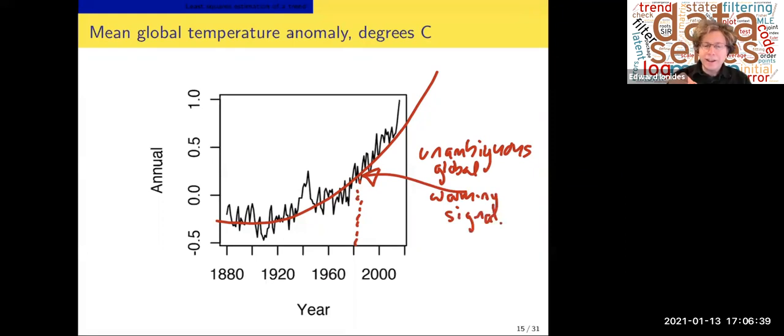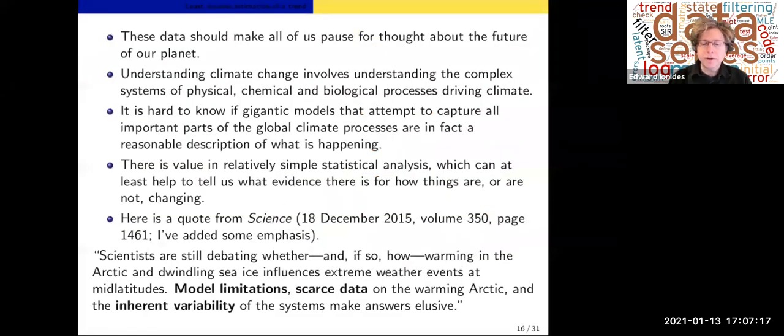Before about 1980, it was a bit more subtle to believe in the greenhouse effect. In particular, if you just look in this time interval here between 1940 and about 1975, you could have been forgiven for thinking that maybe we had a global cooling problem. Anyway, now we're focused on global warming. These data should make all of us pause for thought about the future of our planet.